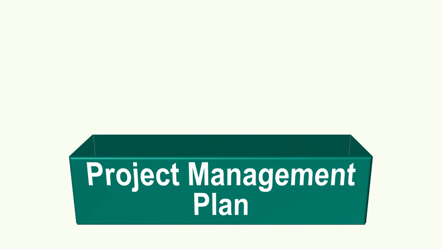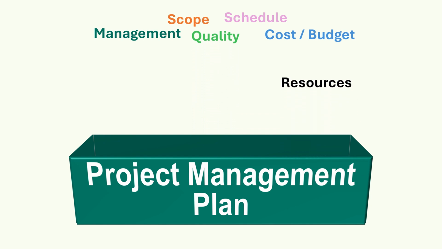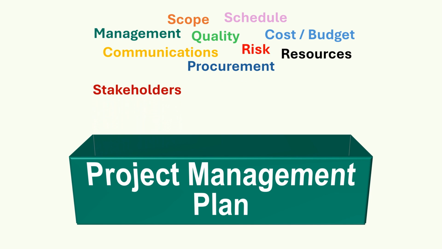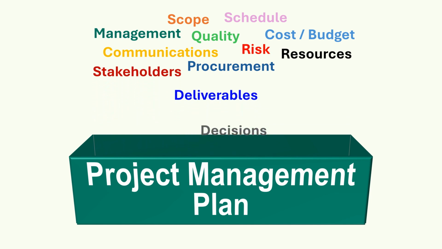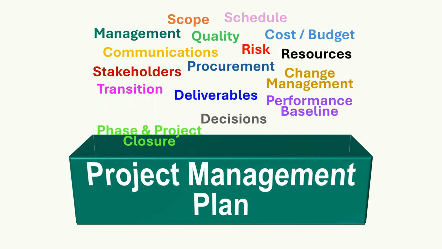The PMP contains information about the project's management, scope, schedule, cost budget, quality, resources, communications, risk, procurement, stakeholders, deliverables, decisions, change management, performance baseline, transition, and closure. We'll cover each of these topics throughout this video. Start drafting each component of the PMP. You don't necessarily need to complete each section just yet. Some of this will come after the kickoff meeting or even later.